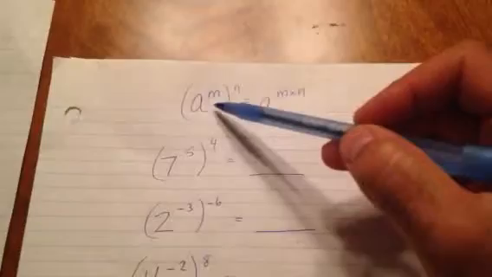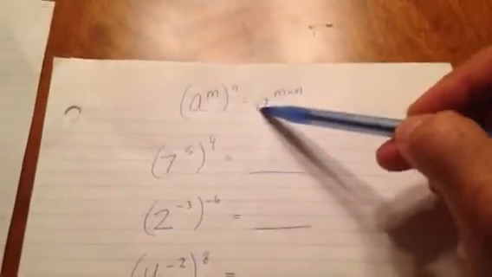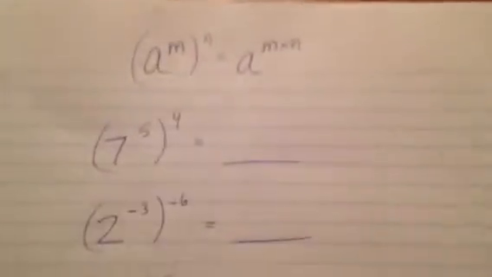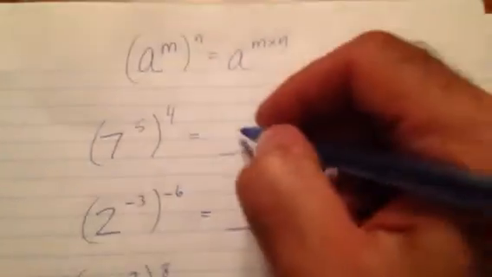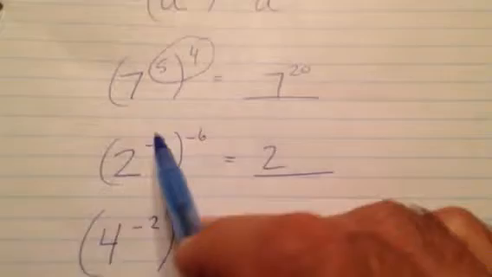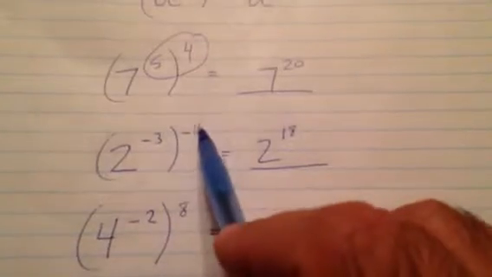Keep the base. Whenever you see the power of a power, you keep the base, you multiply the two exponents. So in this case, keep the base 7 and you multiply those two, 7 to the 20. This one here, we have 2 and we keep that and we multiply this and this, so we get positive 18 or just 18. A negative multiplied by negative is positive.